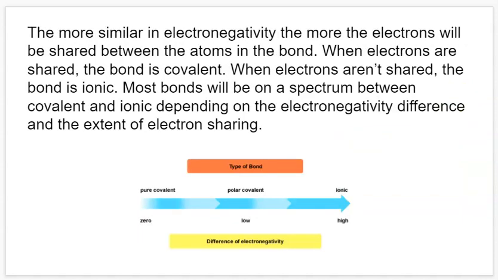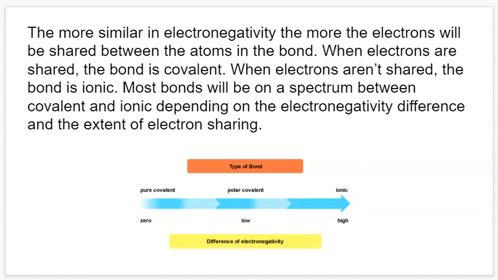So the more similar in electronegativity, the more electrons are likely to be shared between the two atoms. And when electrons are shared like this, we call this covalent. A covalent bond, if you think about the word covalent, co meaning like sort of cooperation, and then valent referring to valence electrons, this refers to the way that electrons are going to be shared between two atoms to fulfill both of their valence shells simultaneously.